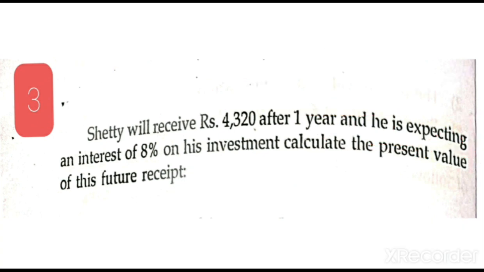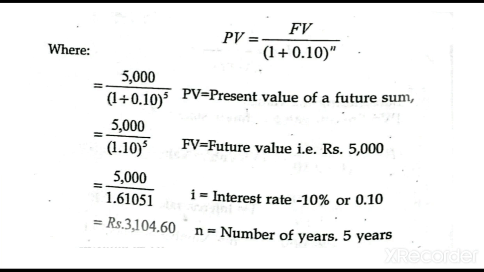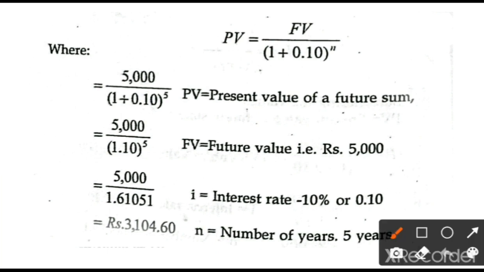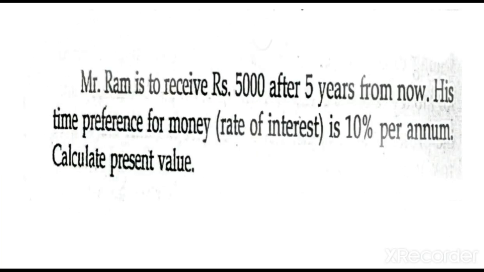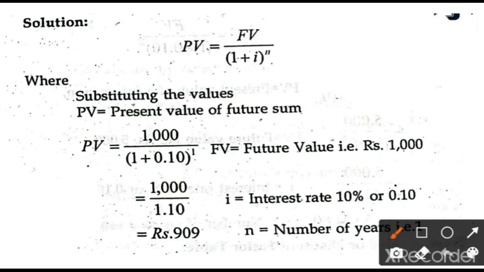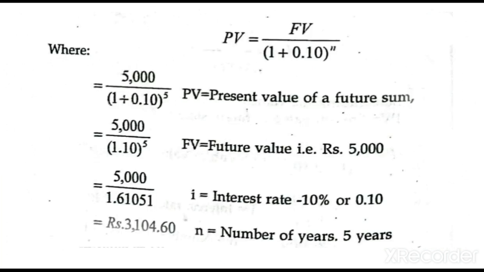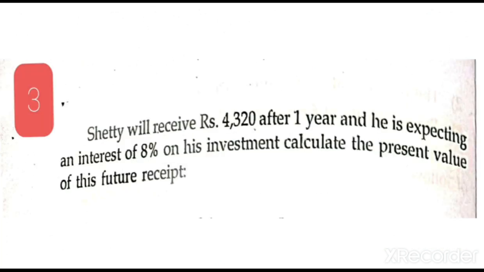I already gave the formula in the previous class, and I had mentioned it. So see, this is the formula. By using this formula we have to calculate the present value of Mr. Shetty. This is for only 1 year.